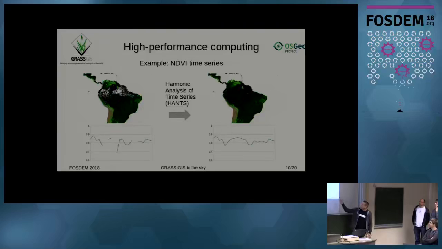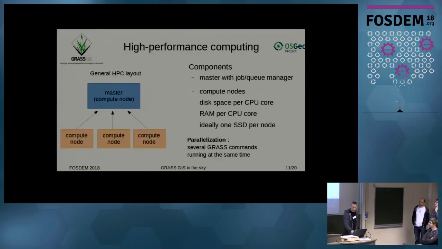With this harmonic analysis of time series, the whole processing is actually done only in time, so I'm not doing any spatial interpolation or something like this. My understanding of high performance computing, as I have used it in this example, is I have a master node that can also be a compute node and any number of compute nodes. Compute nodes are facultative, there can be 0 compute nodes or 1,000 compute nodes, depending on what you have.